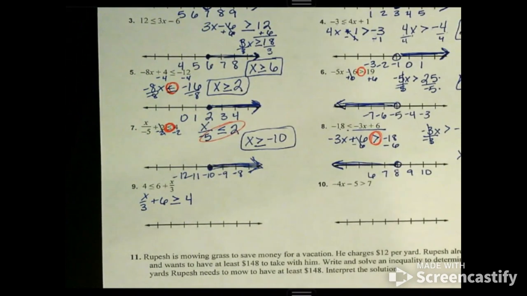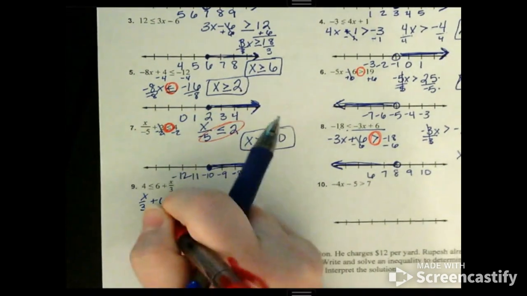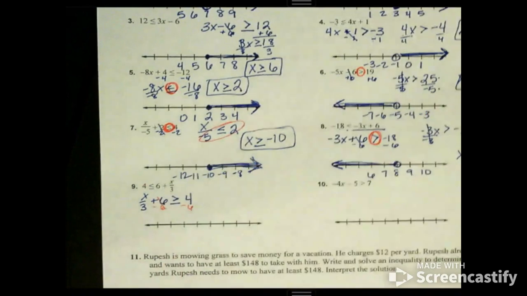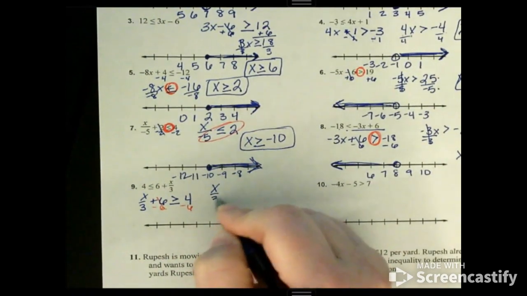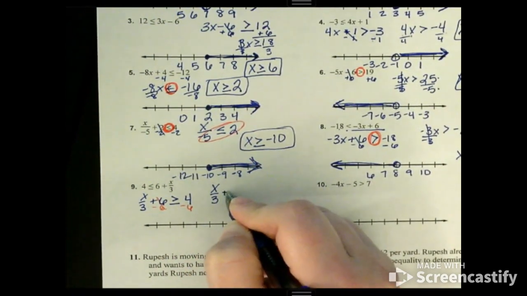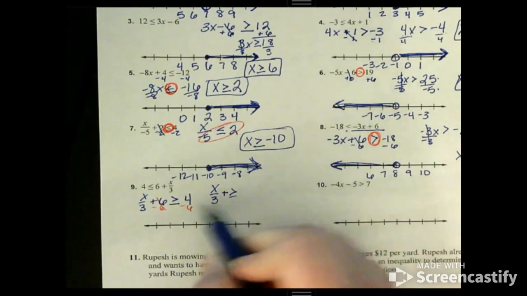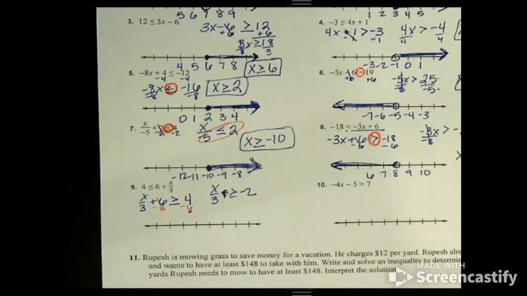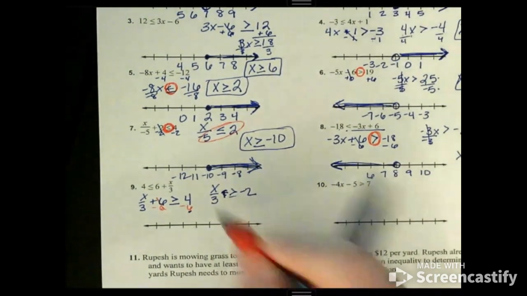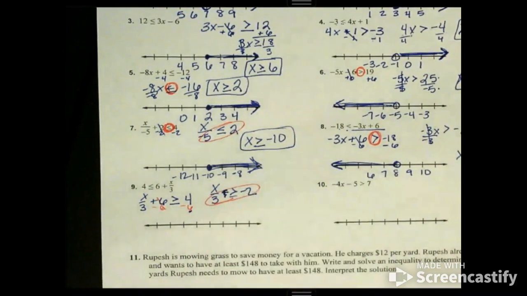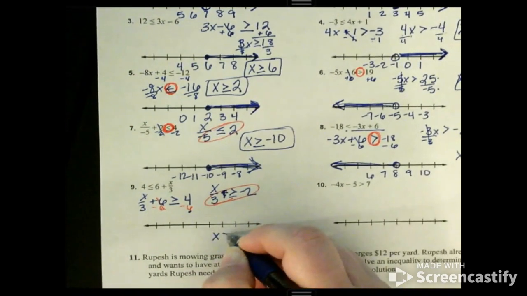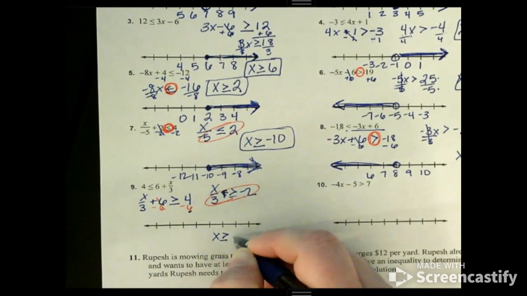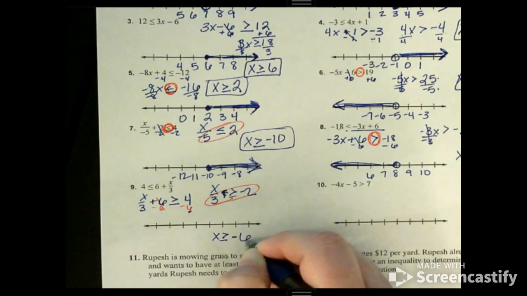Now I can solve. I heard Will said minus 6. Minus 6. So now I have X over 3 plus, what is 4 minus 6? Negative 2. All right. Why do I have the plus sign still? I don't know. All right. What do we do from there? Multiply. So X is greater than or equal to negative 6.